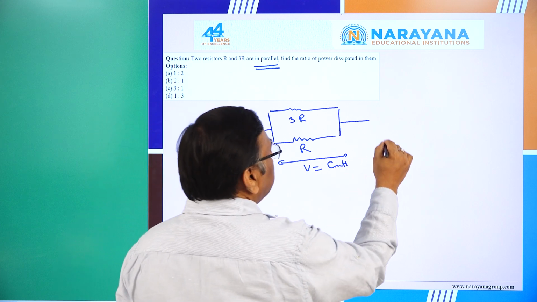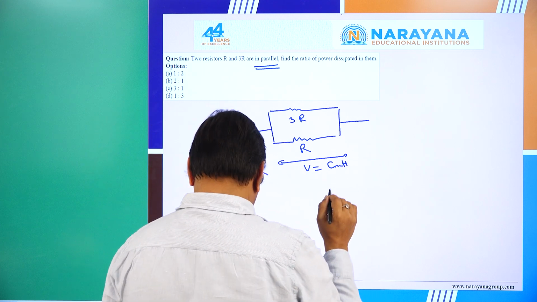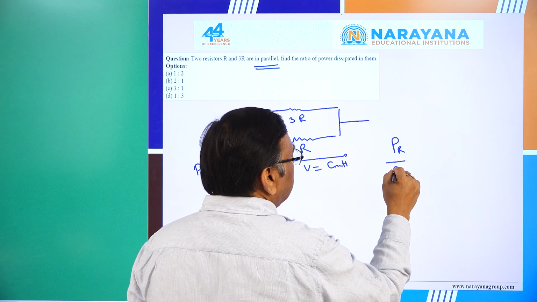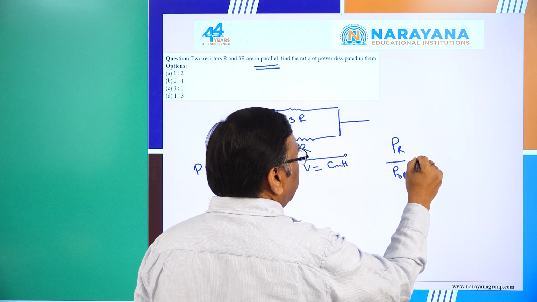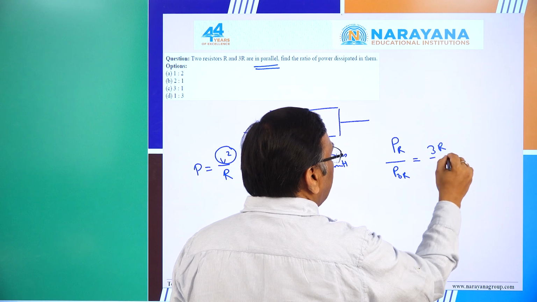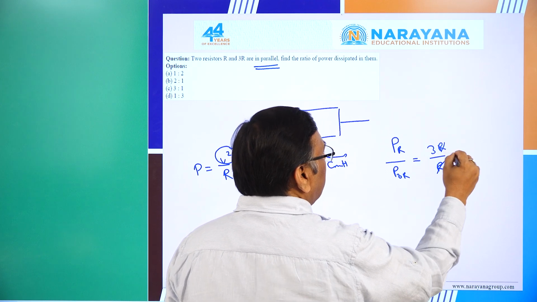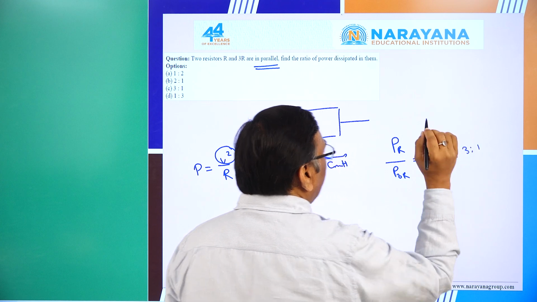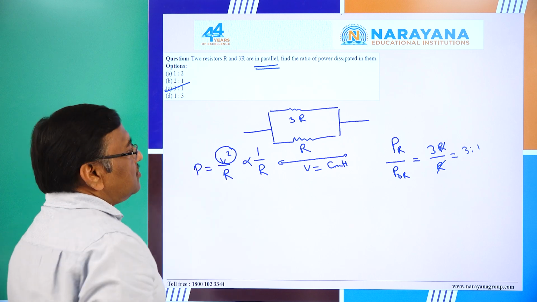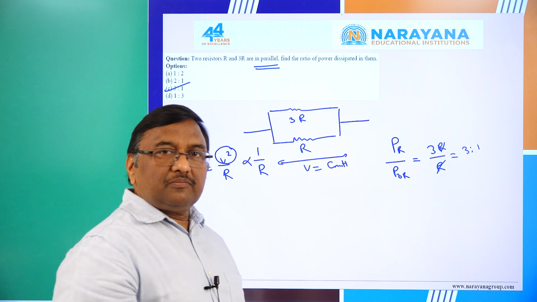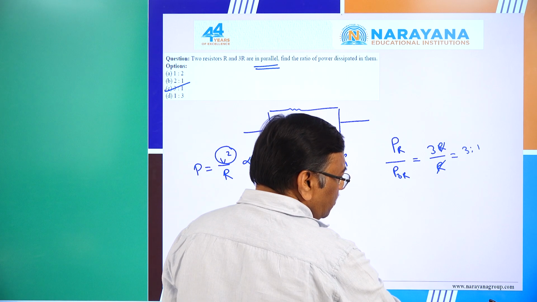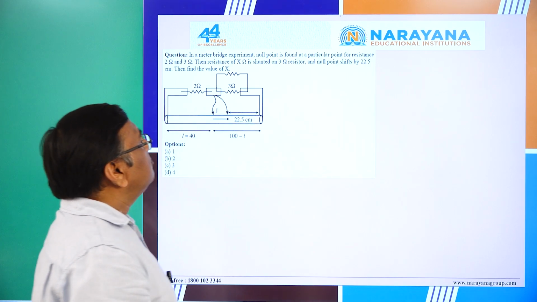As the resistors are R and 3R, we should write power dissipated in resistance R and power dissipated in resistance 3R. As it is inversely proportional, I will write it as 3R upon R. So what are you going to get now? It is 3:1. Is there an option possible? Yes, option C is 3:1, so that should be the answer for this question. So it is a very easy question. I hope each of you should be able to solve this. Okay, let us proceed to the next question now.